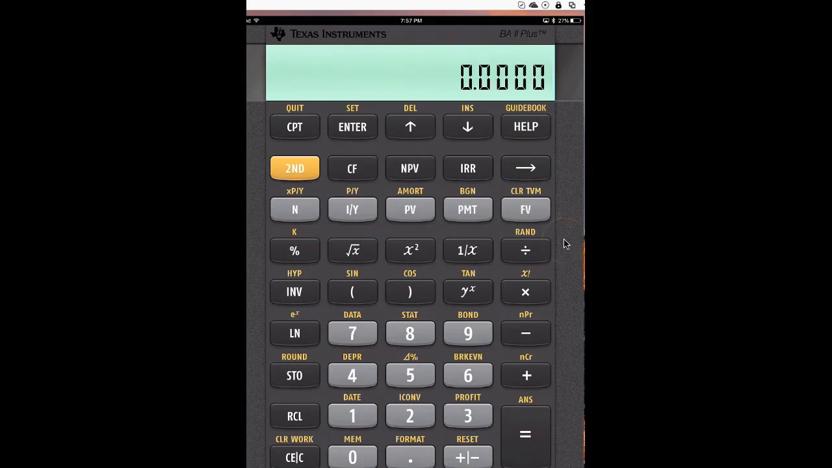This is an app that I purchased for my phone. You can also get a physical calculator. This is an app based on the Texas Instruments BA II Plus calculator. Again, the details of that are in the course syllabus.